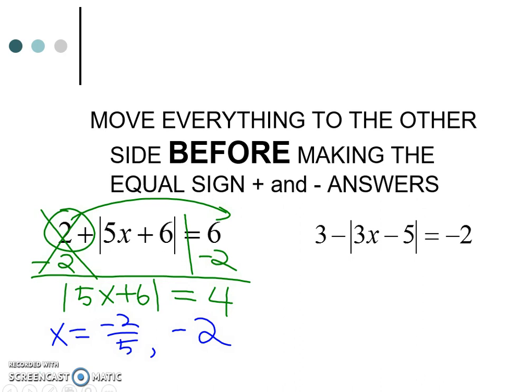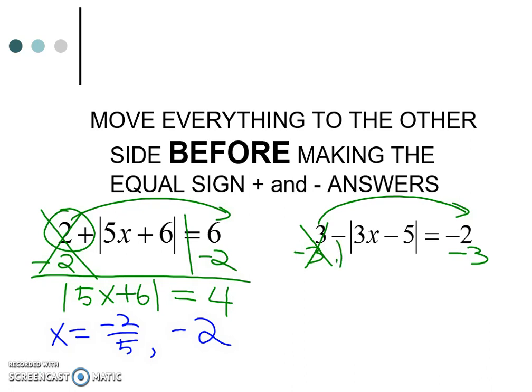My answers are negative 2 over 5 and negative 2. Please check your answers. Let's do the next problem together. First thing you need to do is move this to the other side. So the inverse of positive 3 will be negative 3. And get rid of this and move it to the other side.